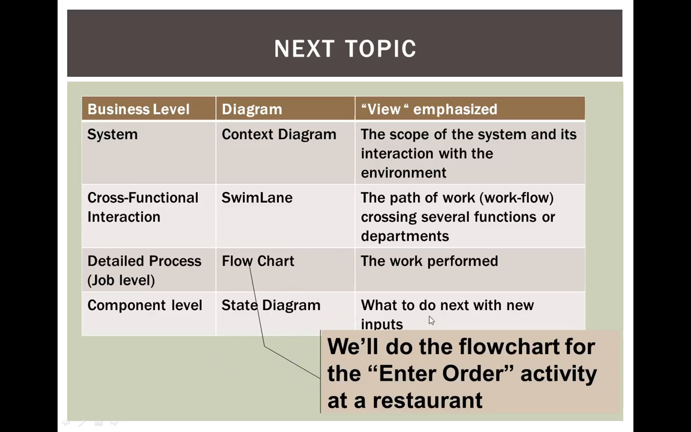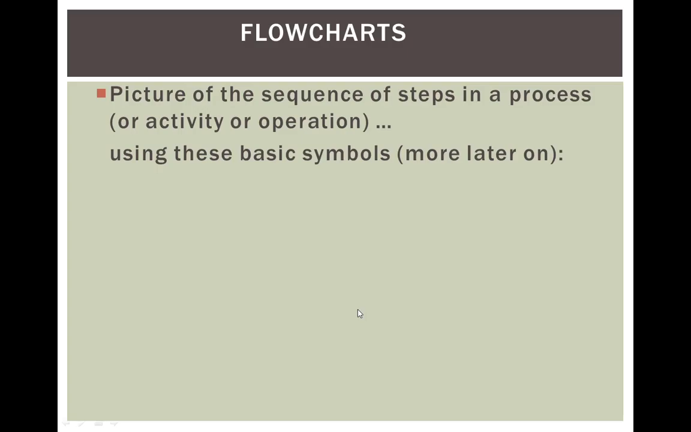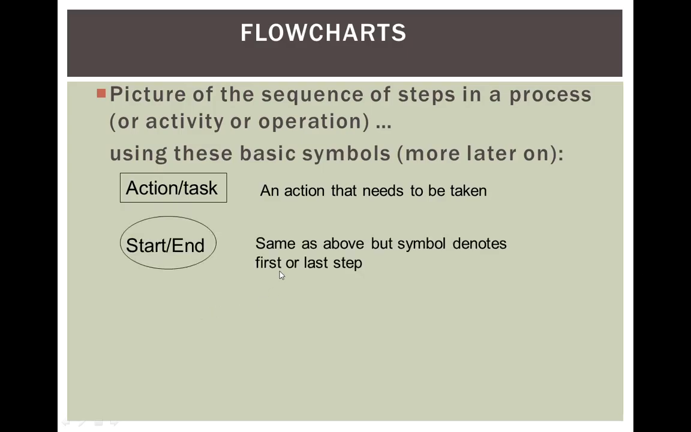So here we go. Flowcharts show the sequence of steps in a process, activity, or operation. There are four basic symbols that we utilize. We have an action or a task, something that needs to be done, which is represented by a rectangle. We have a start and an end.